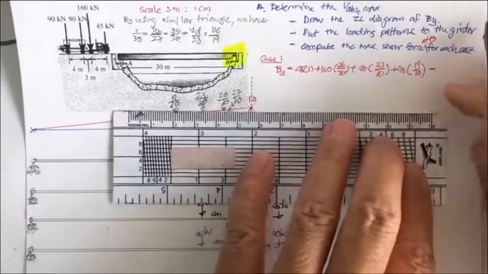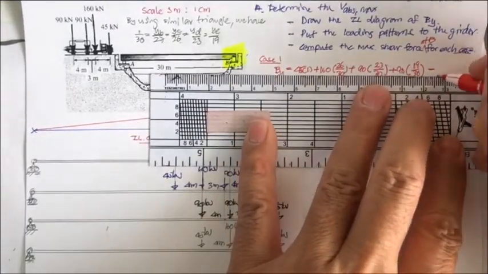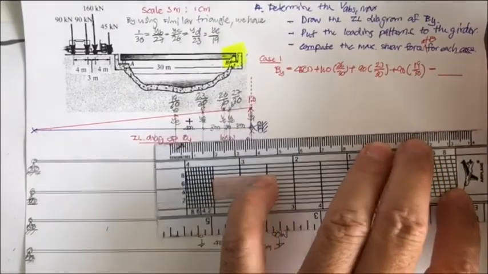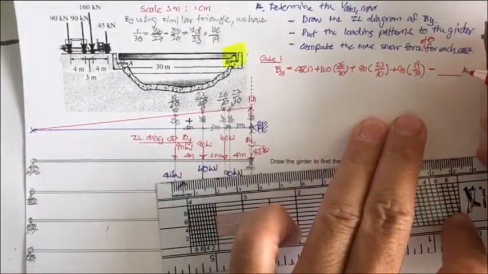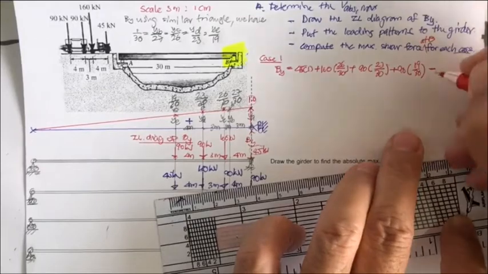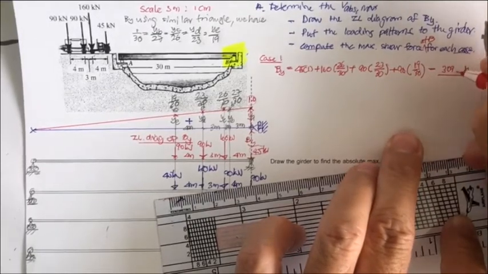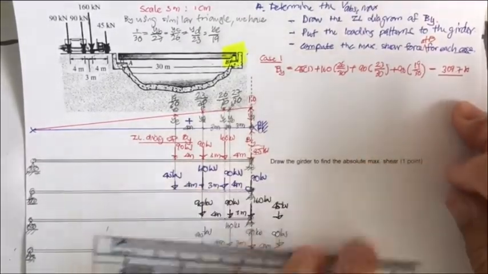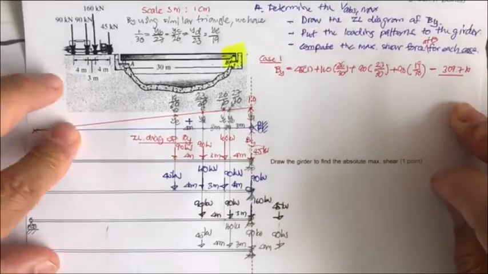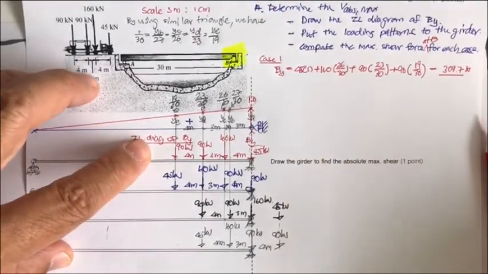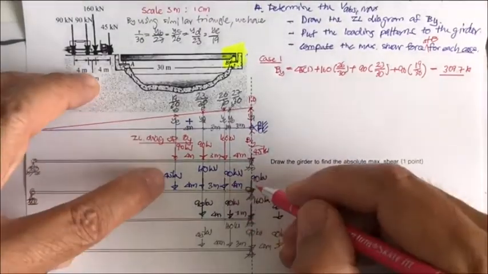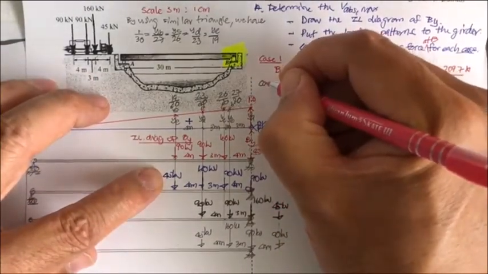Then you put everything into your calculator and do it slowly. You may get this force to be 309.7. You may pause the clip and try to compute it in your calculator. So the second one, we have case 2.